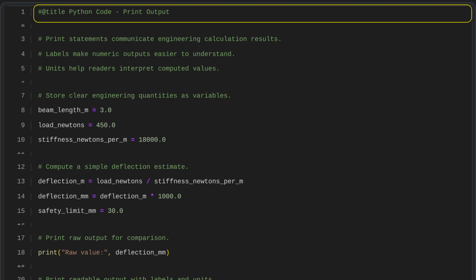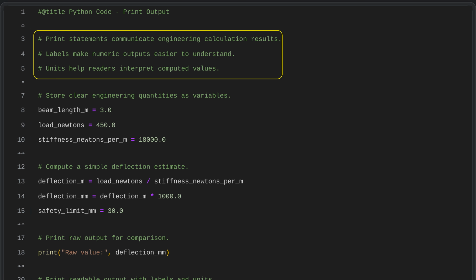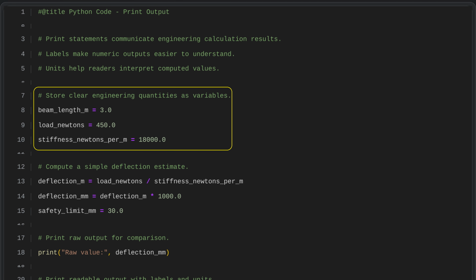Python code, print output. Print statements are used to share the results of engineering calculations. Clear labels and units make numeric outputs easier to understand and interpret. We define 3 key beam properties for the analysis: a length of 3 meters, an applied load of 450 newtons, and a stiffness of 18,000 newtons per meter. Together, these values describe the beam's size, the force acting on it, and how much it resists bending.